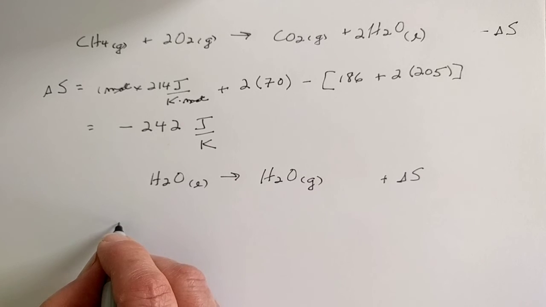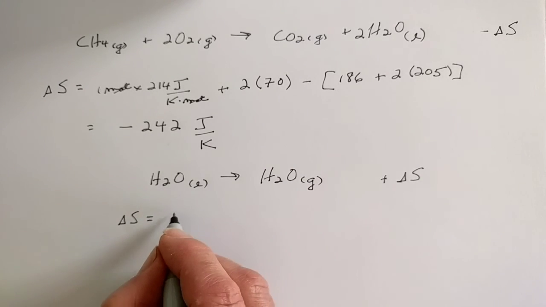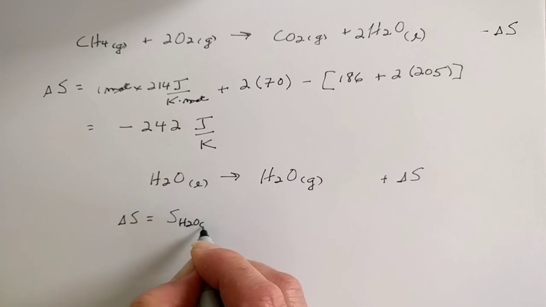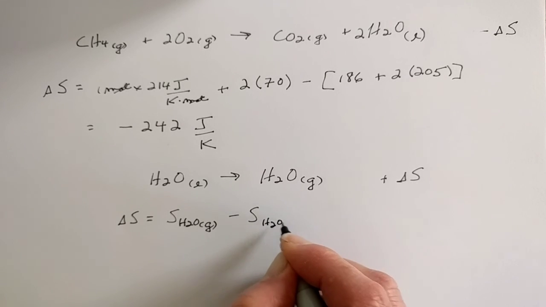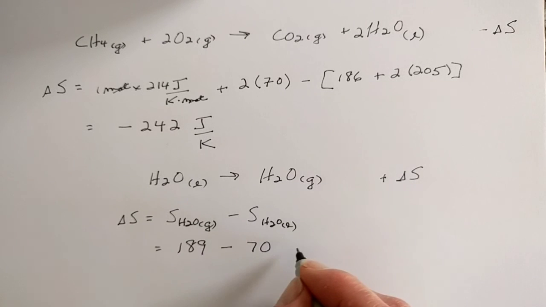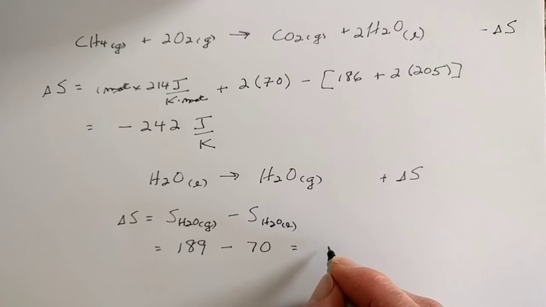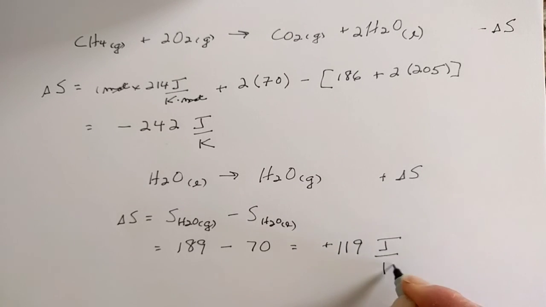We can calculate it now. So our delta S is equal to the entropy of the H2O gas minus the entropy of the H2O liquid. So that is 189 minus 70, and so we get a value of positive 119 joules per Kelvin, and it matches our prediction. That's it.